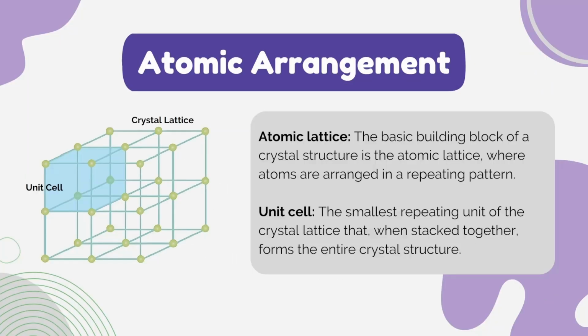Atomic arrangement. Atomic lattice: the basic building block of a crystal structure is the atomic lattice, where atoms are arranged in a repeating pattern. Unit cell: the smallest repeating unit of the crystal lattice that, when stacked together, forms the entire crystal structure. As we can see, the blue part of the square is the unit cell.